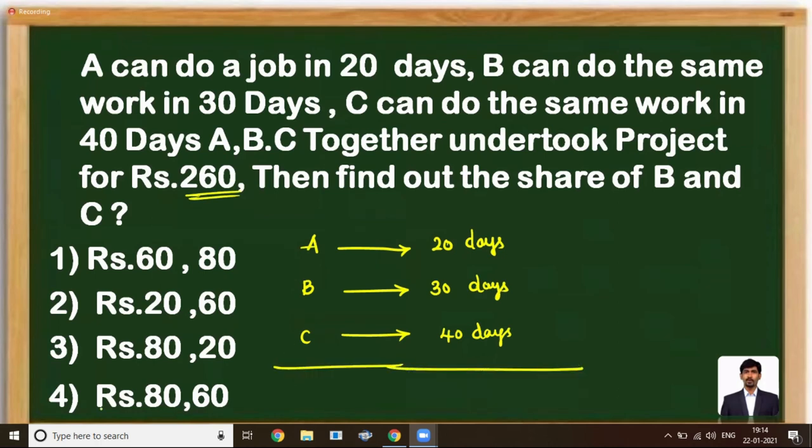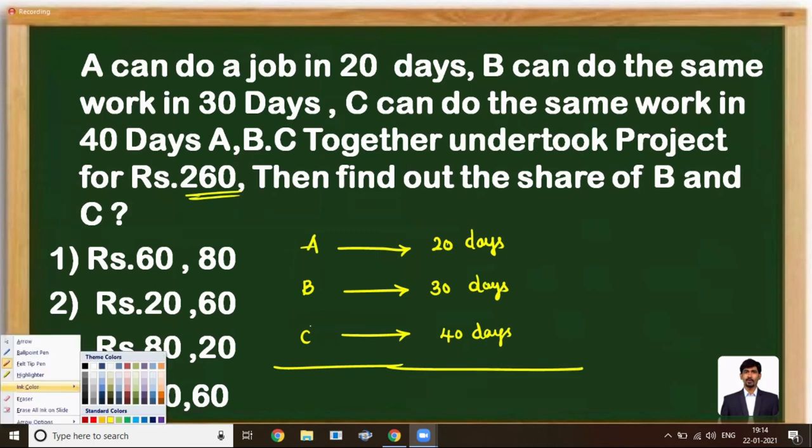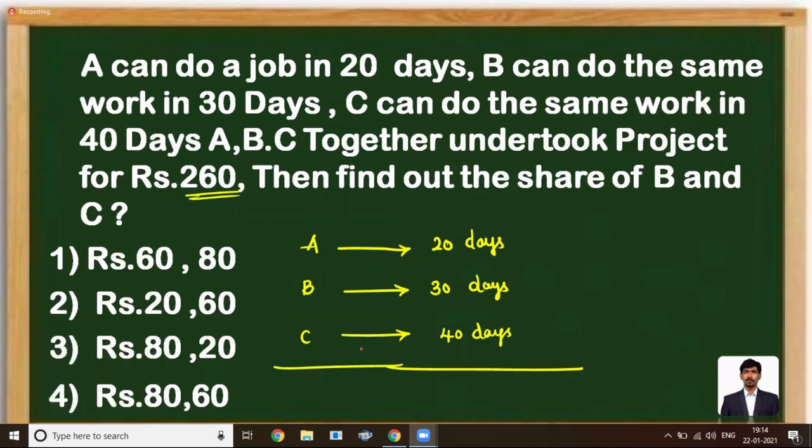So let me understand what the efficiencies of these three people are. So 20, 30 and 40. What is the better number which is a common multiple of these? So 120 is going to be the LCM of these numbers. Let's assume total work is 120. A can finish 120 units in 20 days. That means he can finish 6 units in 1 day.